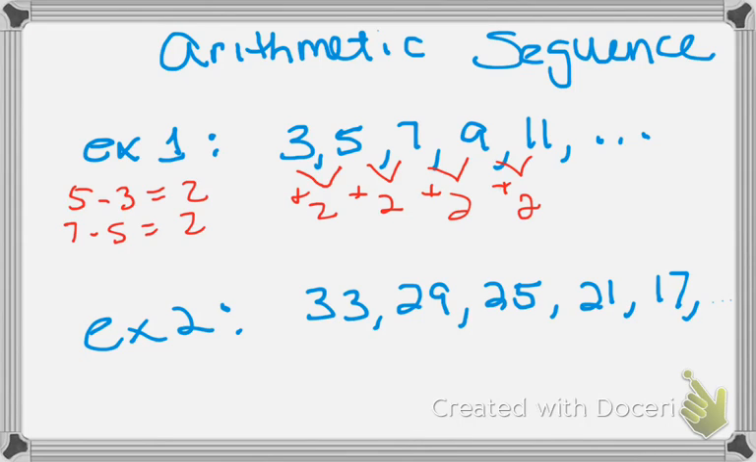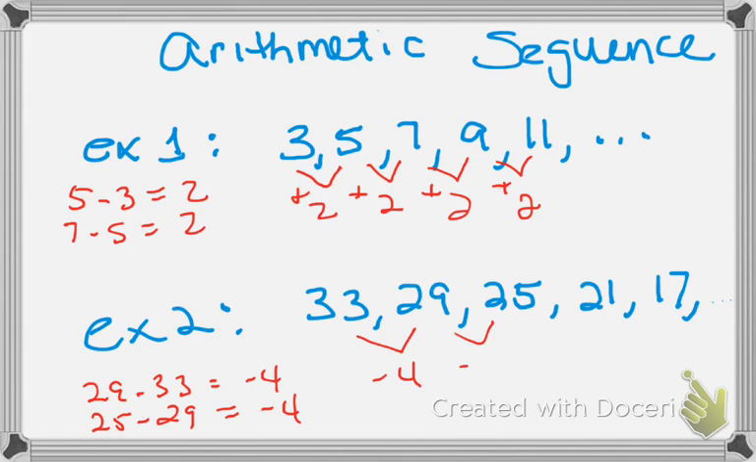On the second one, I'm doing the same thing. I'm taking 29 minus 33, and I get negative 4. And then I take 25 minus 29, and I get negative 4. So all these look like they're going down by 4.